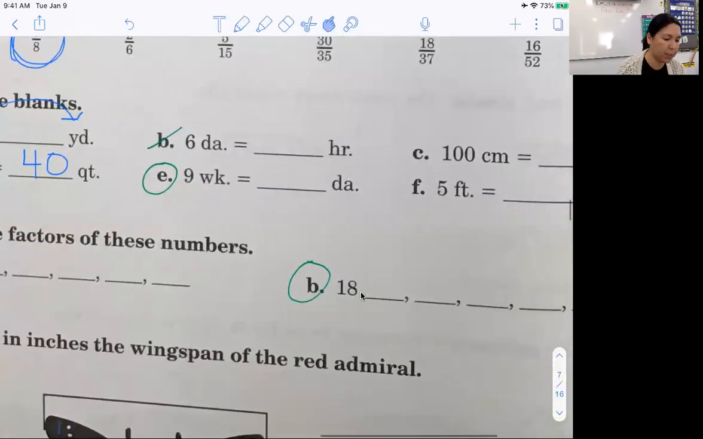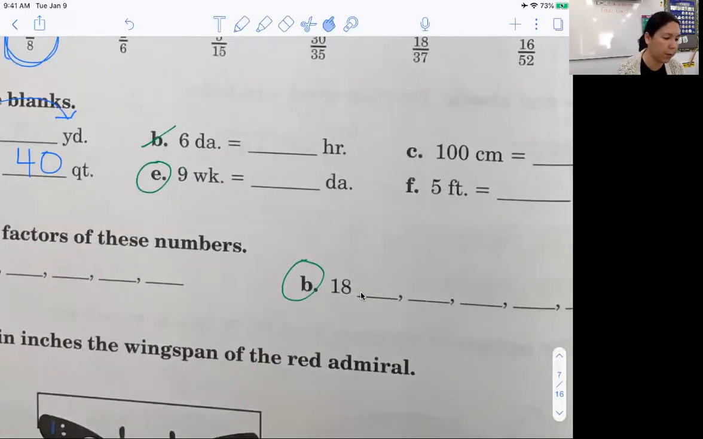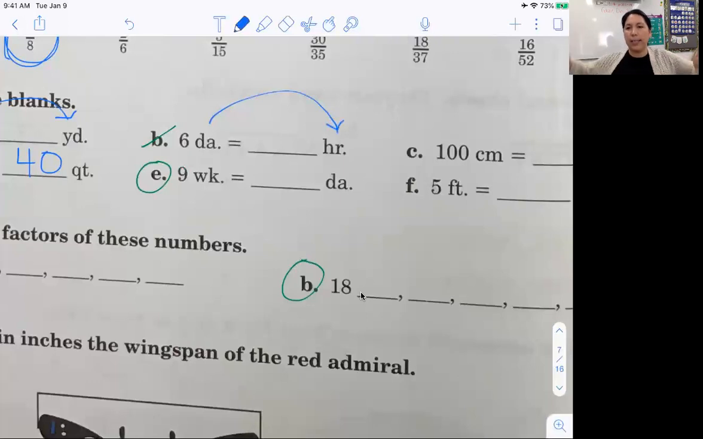All right, we're almost finished, guys. You're doing so well. I'm so proud of you. All right, letter B, we're going to do together. We're changing days to hours. Days to hours. So what's bigger, a day or an hour? Well, a day is bigger. Days to hours, multiply.